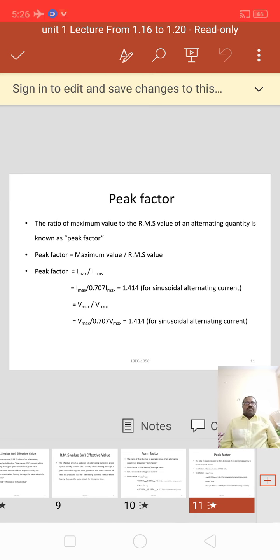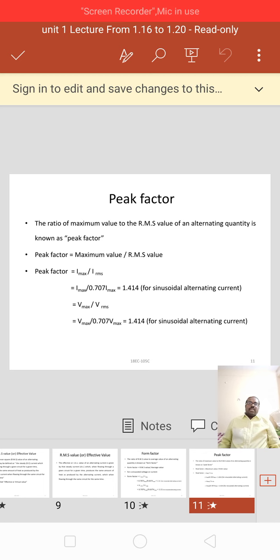Now the concept of peak factor. The ratio of maximum value to the RMS value of an alternating quantity is known as peak factor. Once again, the ratio of maximum value to the RMS value of an alternating quantity is known as peak factor. Peak factor equals maximum value by RMS value.